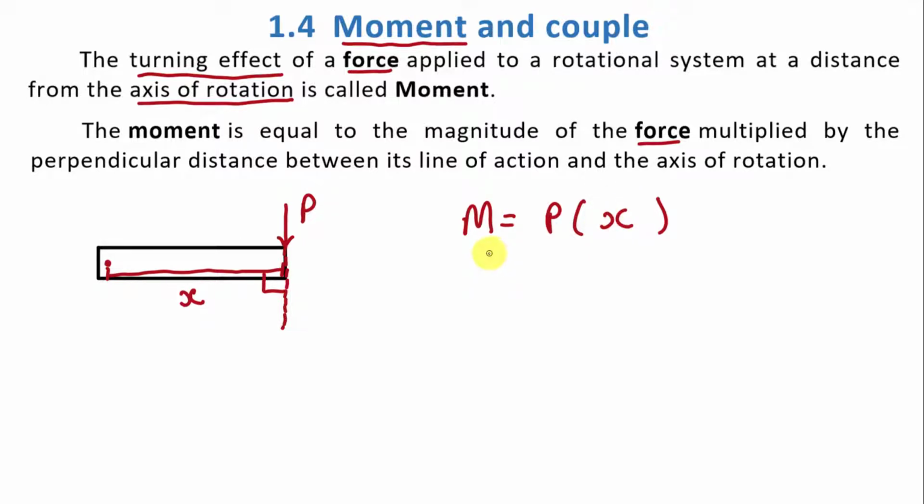It is very simple that moment by any load applied on the body is equal to value of that load and perpendicular distance between line of action of that load and the point about which this body is going to be rotated, or the point about which we are going to find moment in this body.